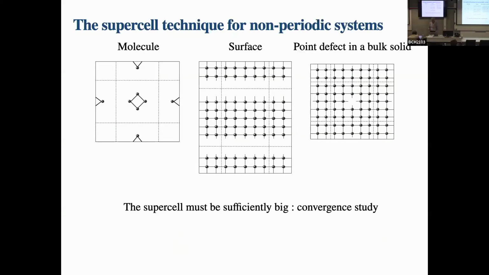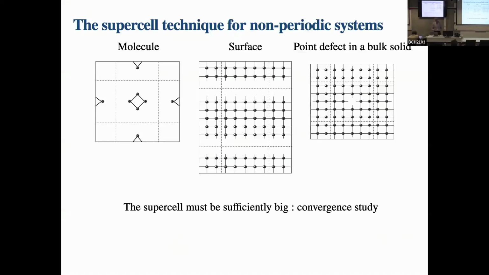You know that you can deal with a non-periodic system, despite the fact that we have a periodic code. So if you have a molecule, you can deal with that by taking a large box with the molecule in the center. And if there is enough vacuum, the molecule is not interacting with itself within the next box. And so you are really simulating a molecule.